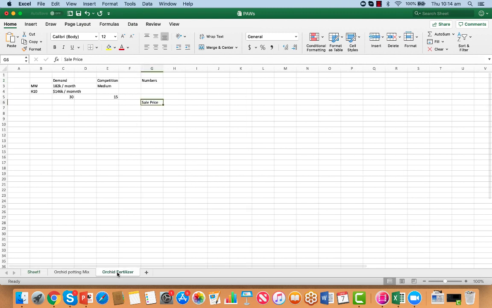So with the orchid fertilizer, the sale price is a bit low. Cost of goods, we don't know yet. The volume looks really good. Plenty of people making lots of money. The margin we can only work out once we know the sale price minus the cost of goods.